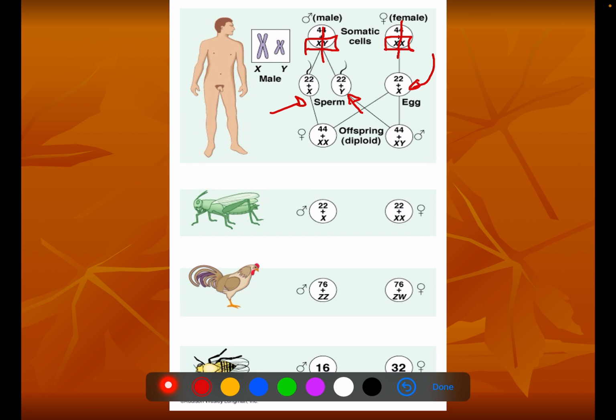Let's look at the sexing of other insects or other species like insects. Notice here that there's 22 autosomes and one sex chromosome. So in their world, having one sex chromosome makes you a male, but if you had two sex chromosomes, you're a female. See the difference?